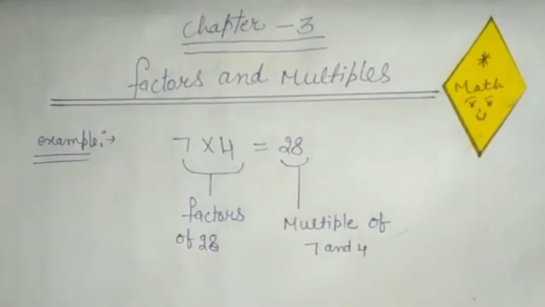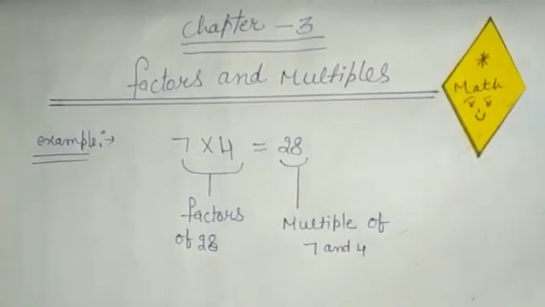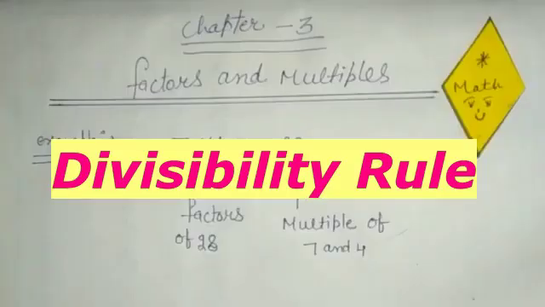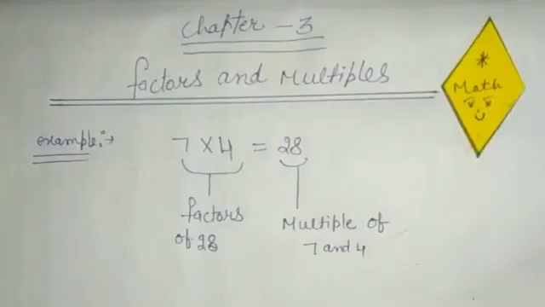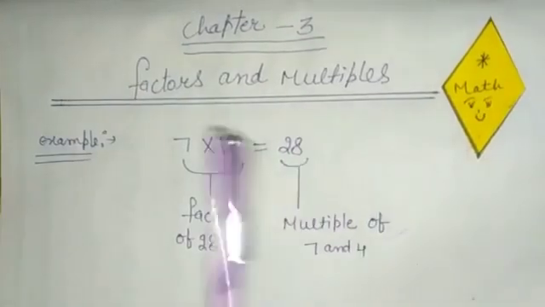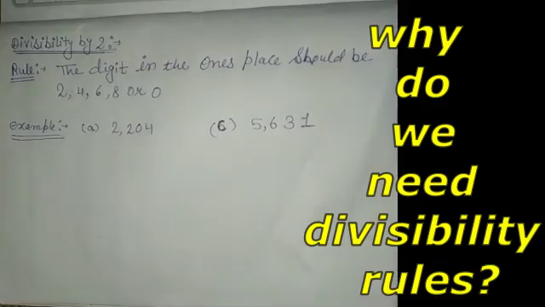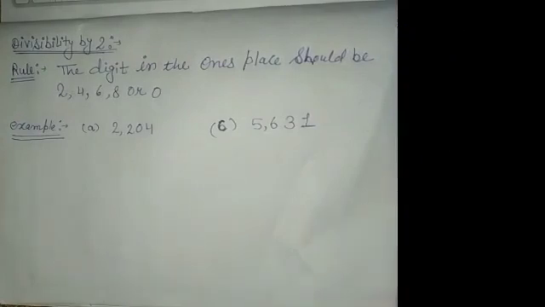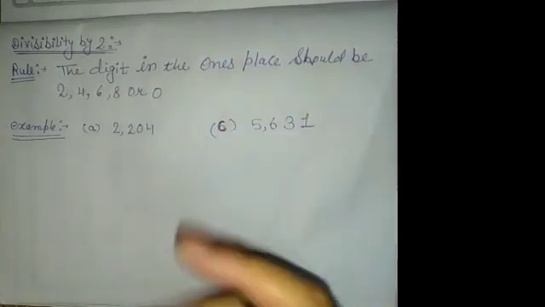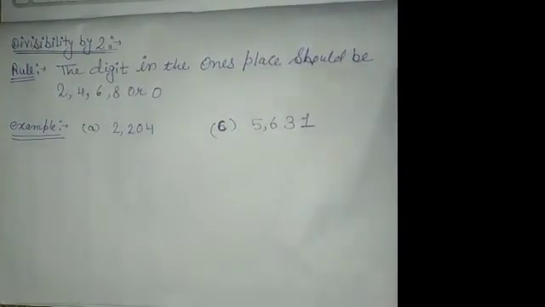But before starting this topic, let us revise the topic known as divisibility rule, which is more important to understand before starting this topic. So let's start that topic first. Why do we need divisibility rule? Well, divisibility rules of whole numbers are very useful because they help us to quickly determine if a number can be divided by 2, 3, 4, 5, 9, 10, 11 without doing long division.